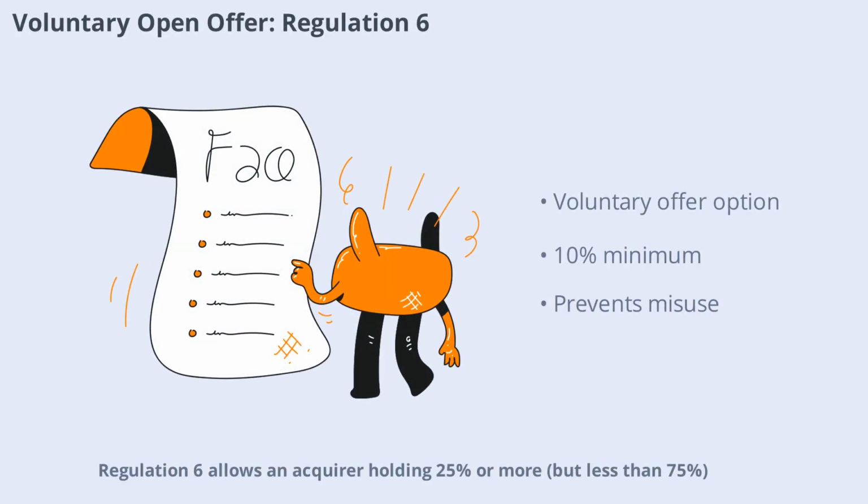Regulation 6 allows an acquirer holding 25% or more, but less than 75%, to make a voluntary open offer for at least 10% more voting rights, even if no mandatory trigger has occurred. However, the acquirer must not have acquired shares in the previous 52 weeks that should have triggered a mandatory offer. This prevents misuse of the voluntary offer route and ensures market integrity.